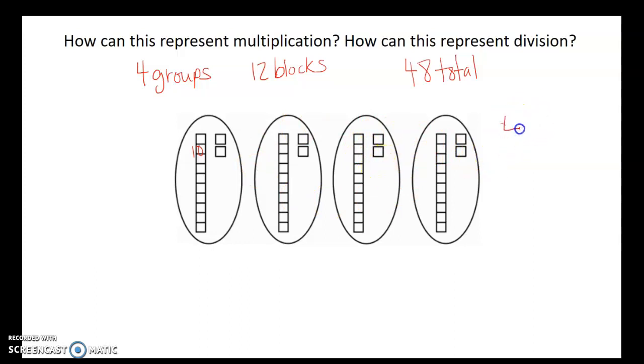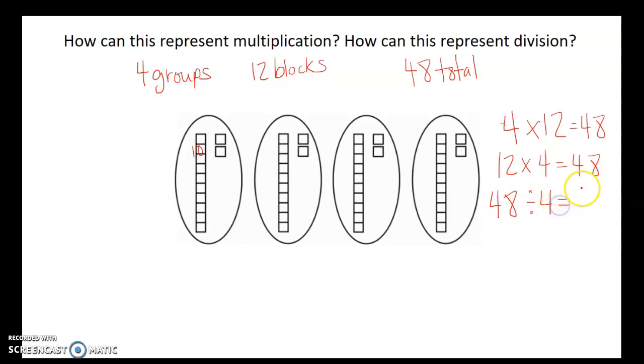All right, so 4 groups with 12 in each gives me 48 total. Or I could say 12 blocks put into 4 separate groups gives me 48. Or I could say 48 blocks divided into 4 groups gives me 12.